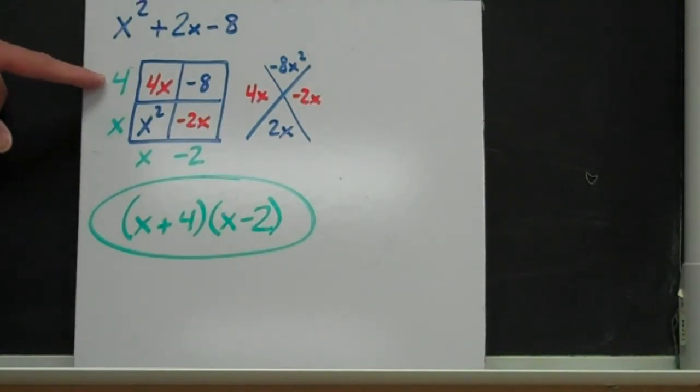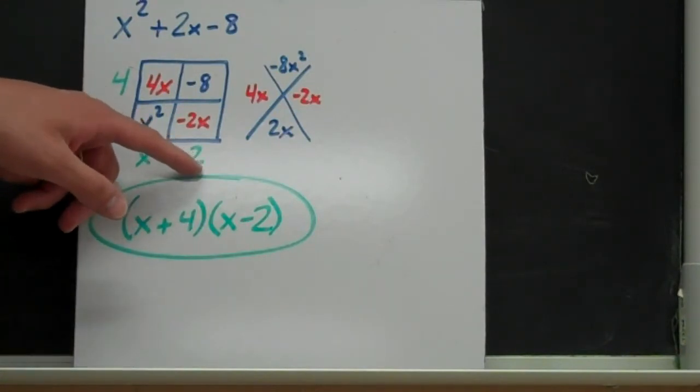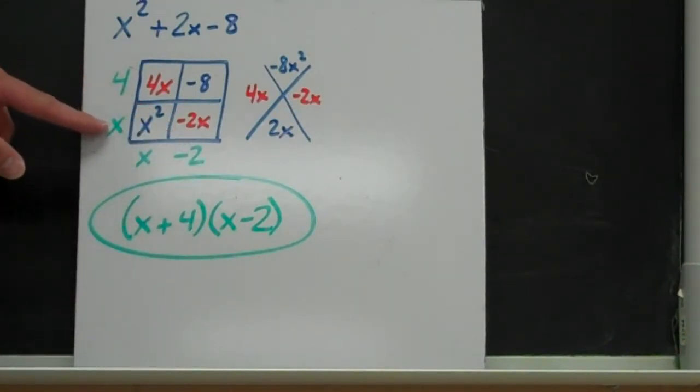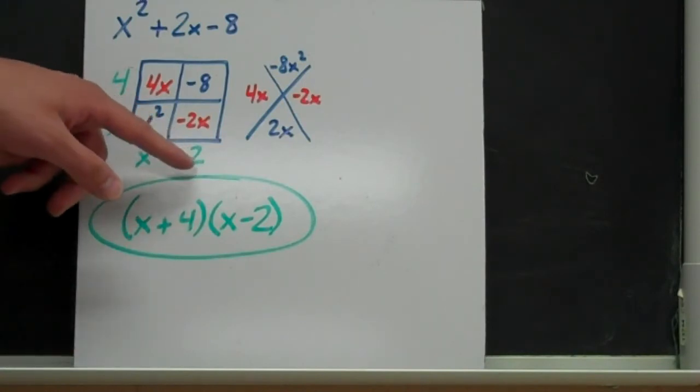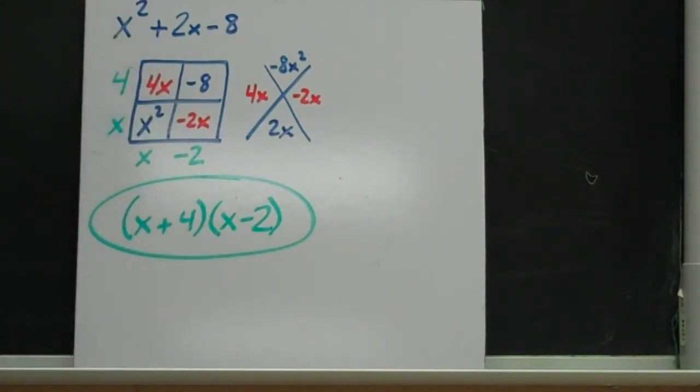Then we move up to the top. X times what would give us 4x? X times 4 is 4x. And then we come down to the bottom right here, and we've got x over here. X times what would give us negative 2x? X times negative 2. Once we have the outside of our rectangle filled in, we're basically done.